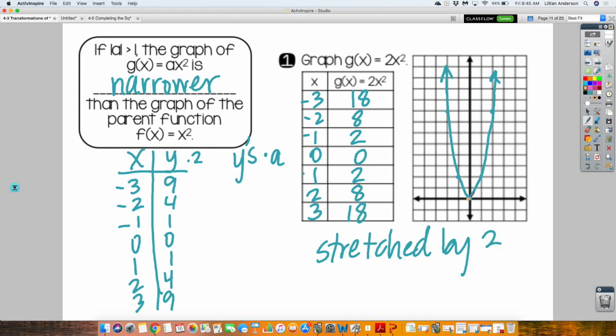All right. And just to show you real quick, in case you can't see it, these points here that are kind of tannish colored represent the original x squared function. So as you can see, it's getting skinnier if the absolute value of a is greater than 1. Questions?